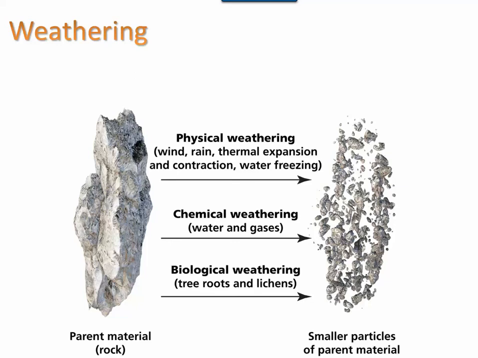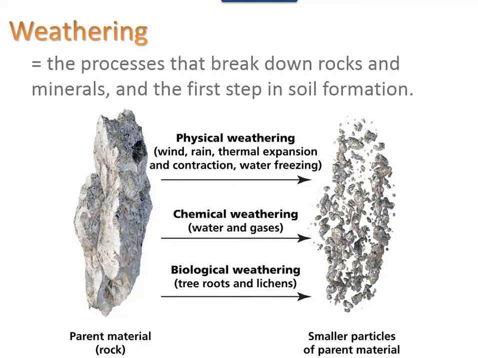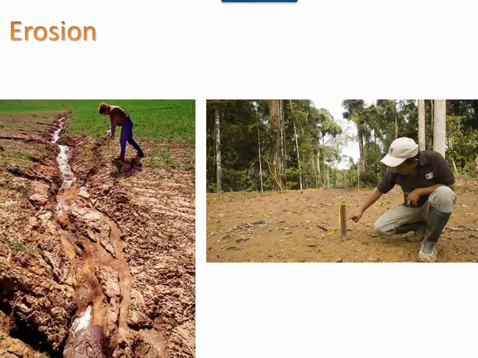And we also have biological weathering, and this would be tree roots that can go into little breaks in the rock and bust it apart. And we also have lichens, which can establish themselves on the rock, and as they grow, they can continue to penetrate into small pores on the rock. And so this is part of the process of rock becoming soil.